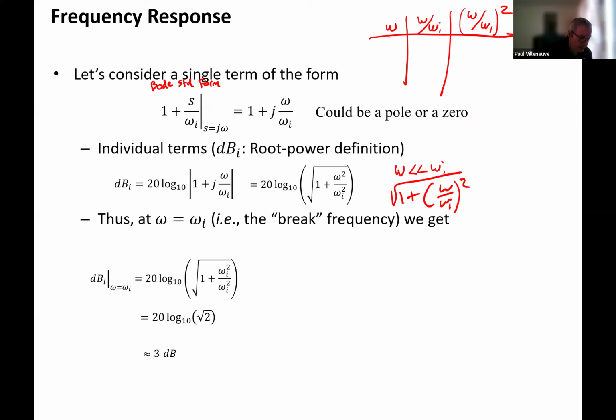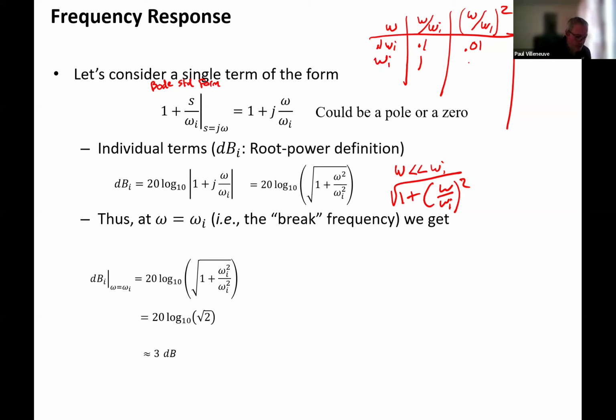All right, so let's start out with it being much, much less. Let's say it's 1/10 omega sub I. So omega divided by omega sub I is 0.1. What's 0.1 squared equal to? 0.01, right? And what is the square root of 1 plus 0.01 equal to? How about 1? Close enough to 1, right? Or approximately 1.